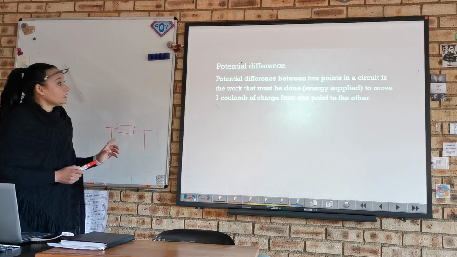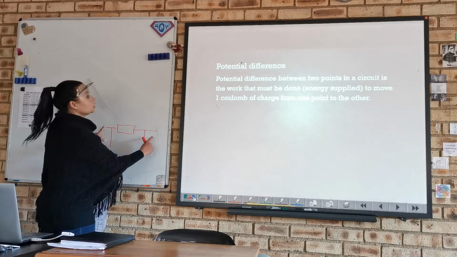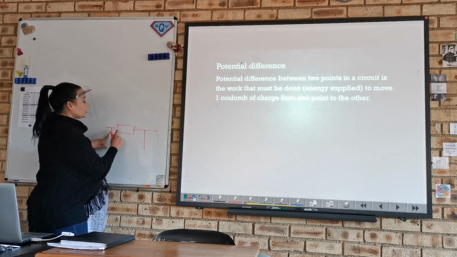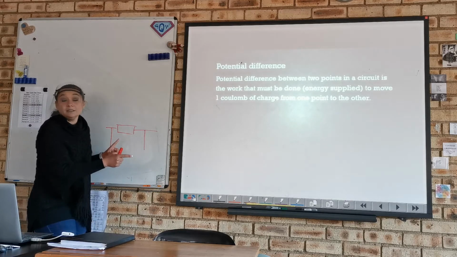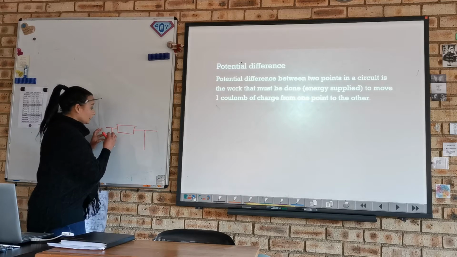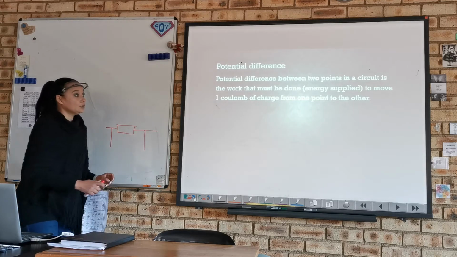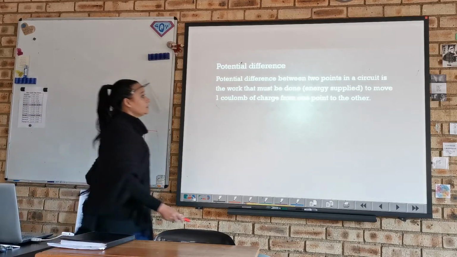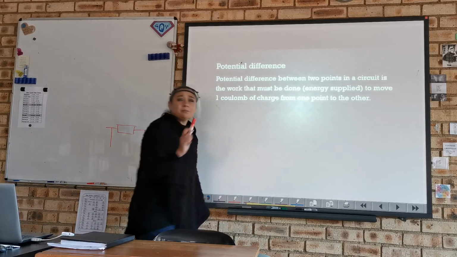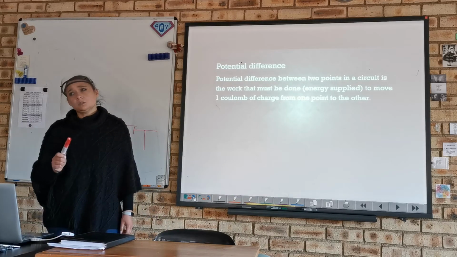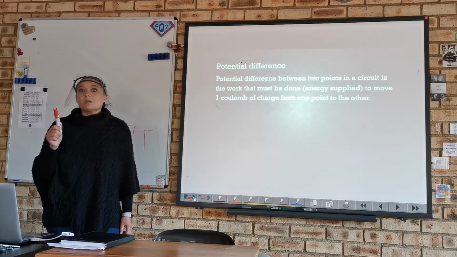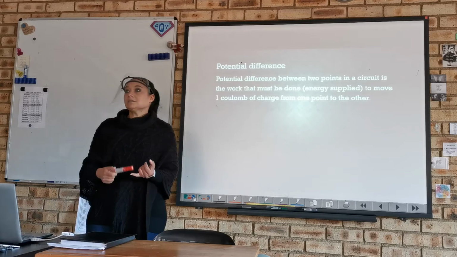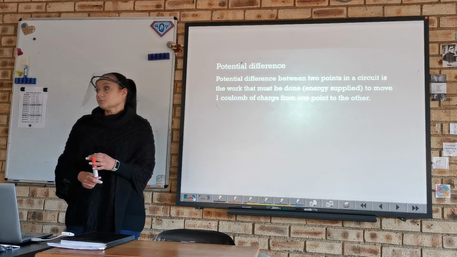So when we talk about potential difference, it's the difference between these 2 points, and it tells us how much work must be done with energy supplied in order to move the electrons from one point to another in the circuit. Okay, makes sense? This bit that talks about work done or energy supply is really, really important, because there is a very close connection between work done and energy required.